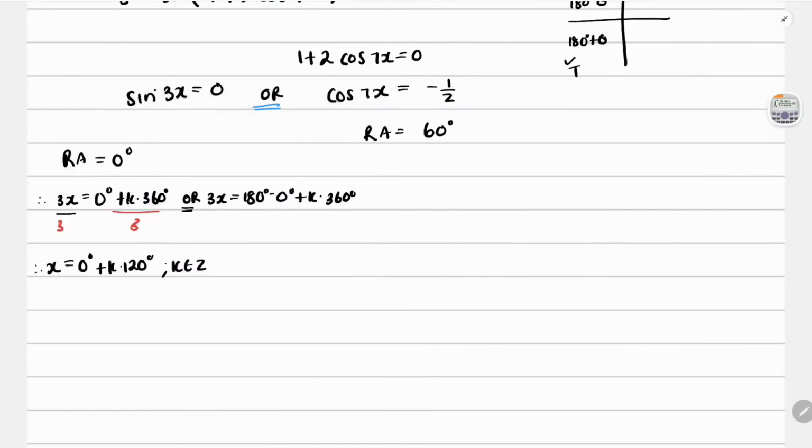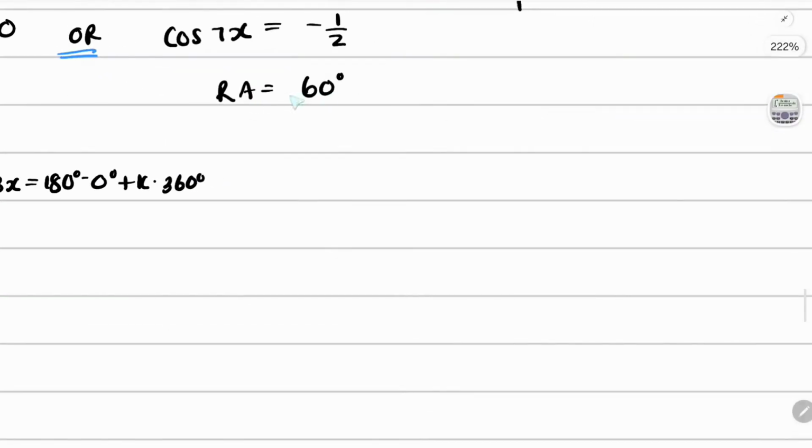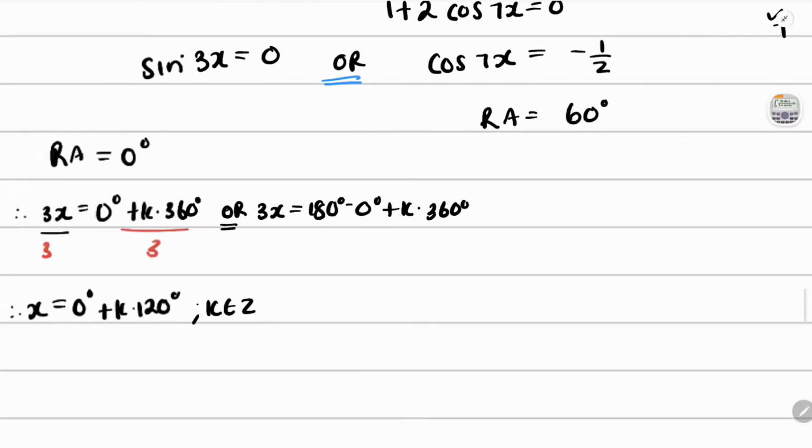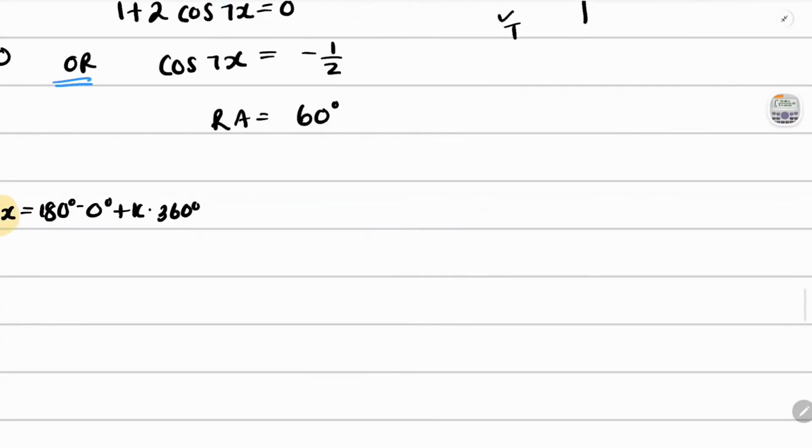It's not giving enough space. Okay, so we have this now, and now we have to solve for not 3x anymore. I'm just putting this D here so I remember what that was. Now we are solving for 7x, okay? So we got our reference angle at 60 degrees, and we're going to solve for 7x.